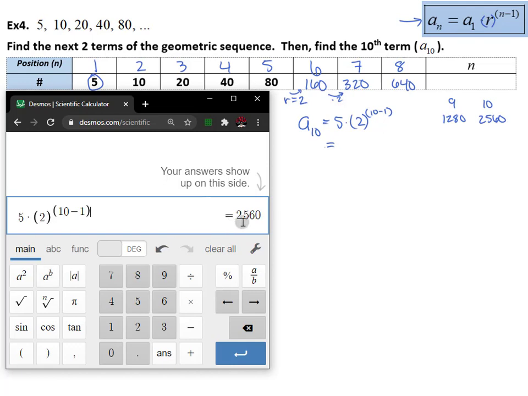And check it out. There's our answer, the 10th term. We confirmed it by just calculating them out, and we confirmed it with our formula. The correct answer is 2,560.